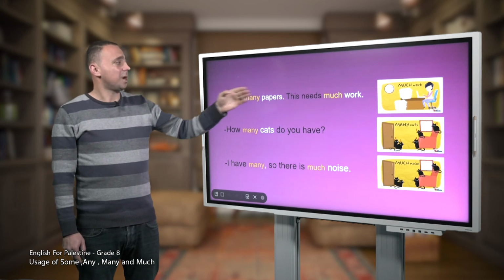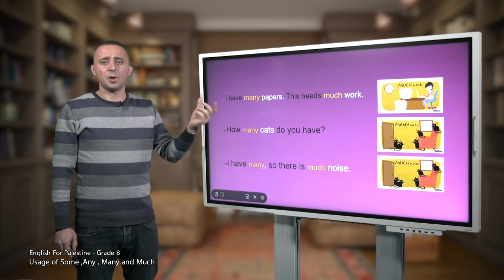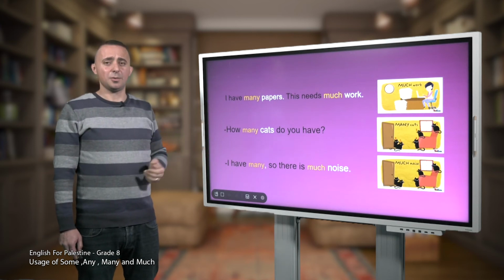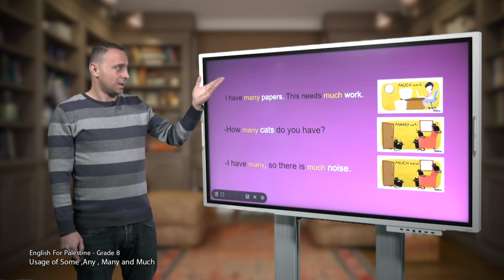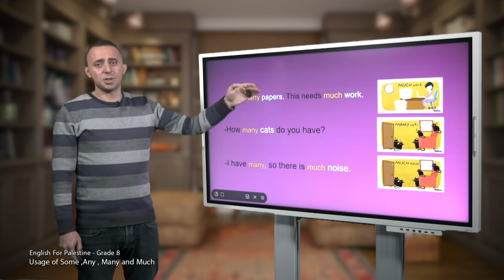What about much? Notice much is followed by work. Is the word work countable or uncountable? Thank you, it's an uncountable noun. So we don't say many work, we say much work.